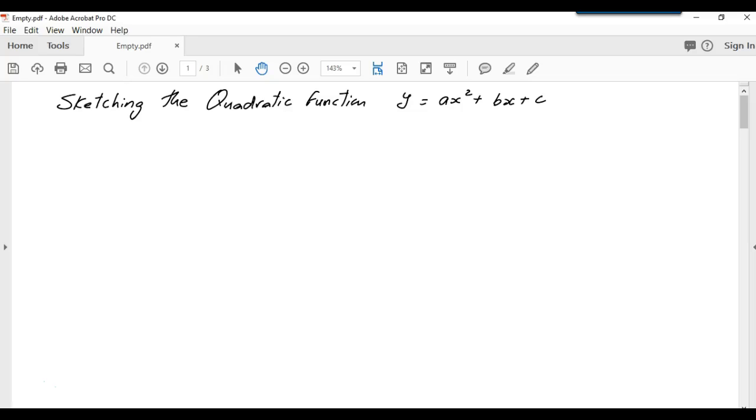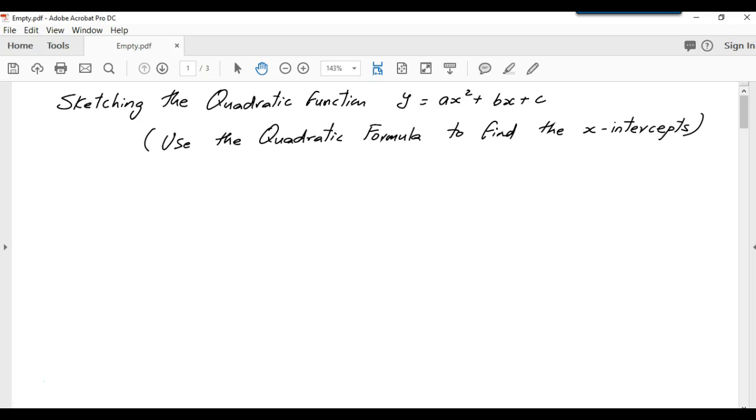Now the only difference today is we are going to use the quadratic formula to find the x-intercepts. In the previous lessons we have factorized the quadratic to work out our x-intercepts. In this lesson we're going to use the quadratic formula to work out the x-intercepts. So let's quickly revisit our quadratic formula. This is what we learned in term 2.